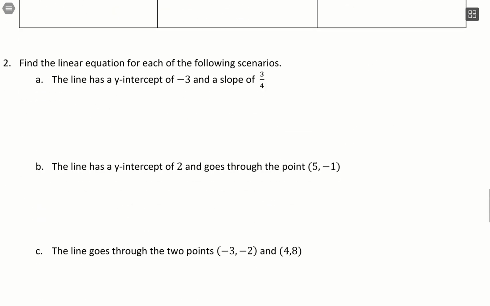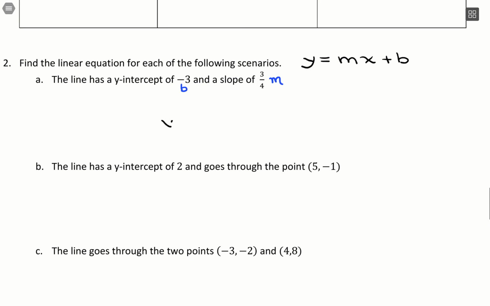All right, finding linear equations. So what we want to do is fit our y equals mx plus b form. And there's different ways that we can find this equation. It just depends on what information we're given. So here we're given the y-intercept of -3. So that's telling us exactly what b is, and a slope of 3/4, which is exactly what m is.